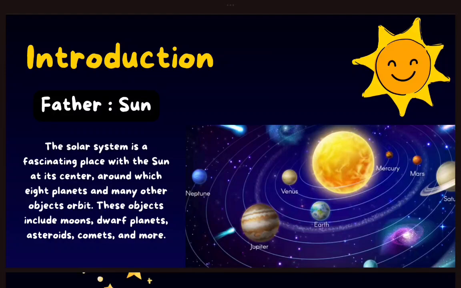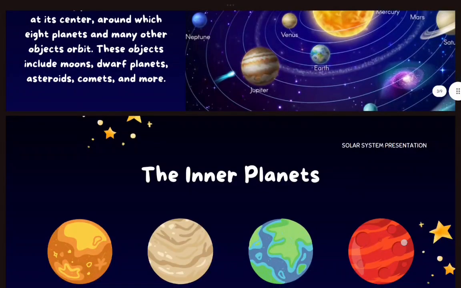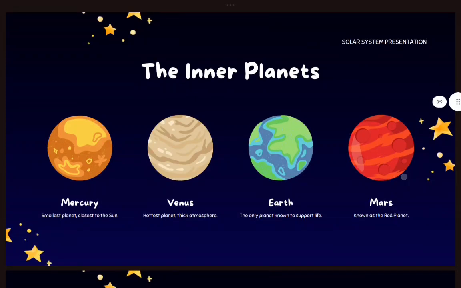But you have to remember only one thing here. The Sun is the center and he is the father, and the 8 planets, majorly 8 planets, are revolving around the Sun. So this is our solar system. Now there are lots of things more which we are going to discuss one by one.